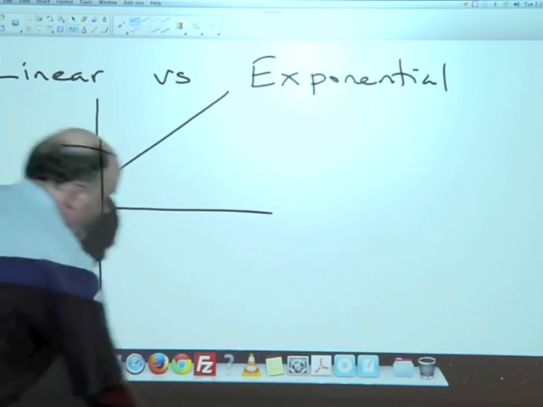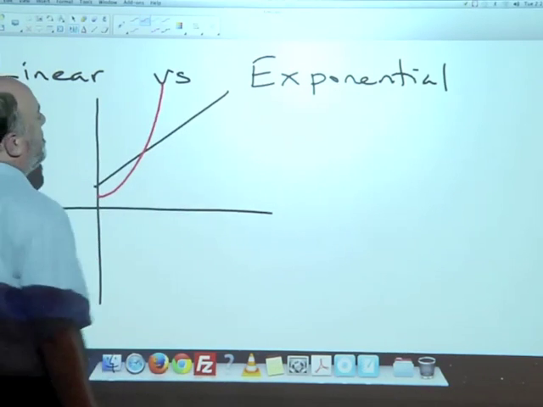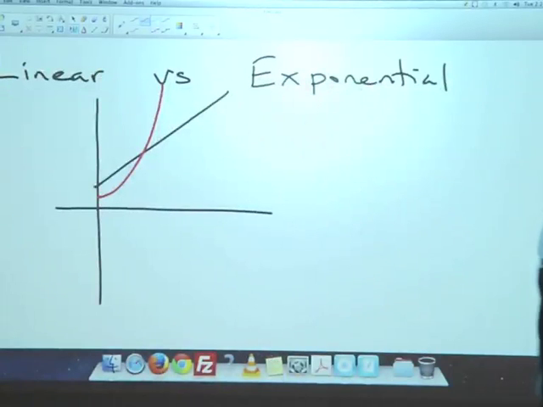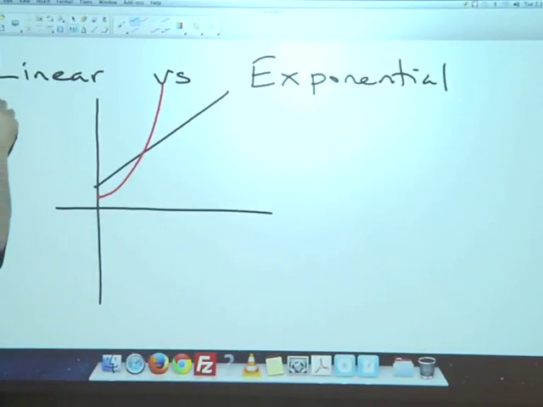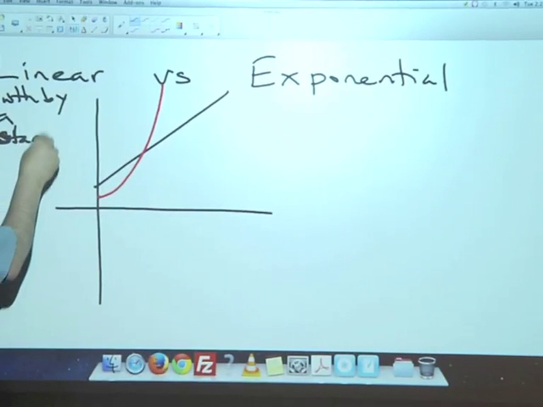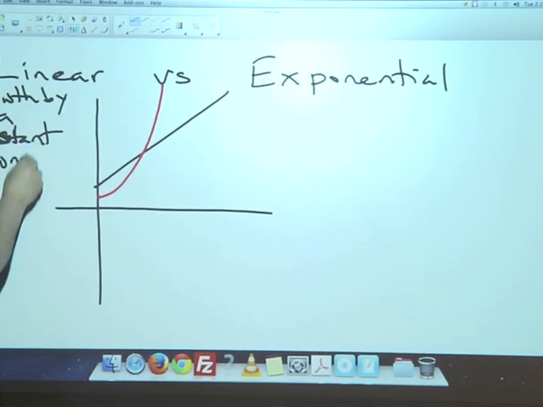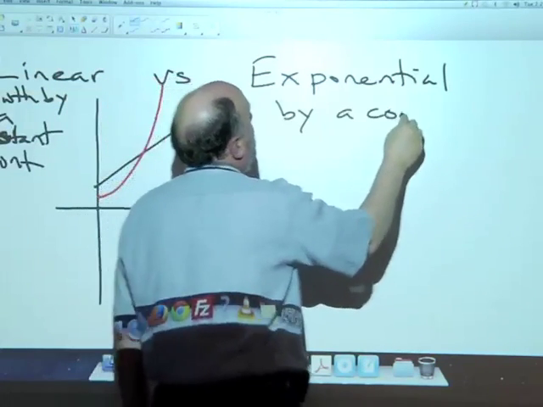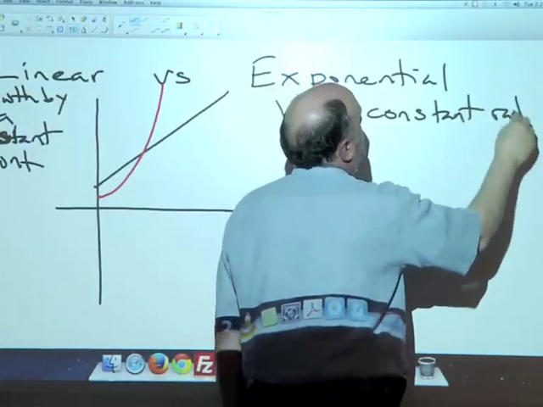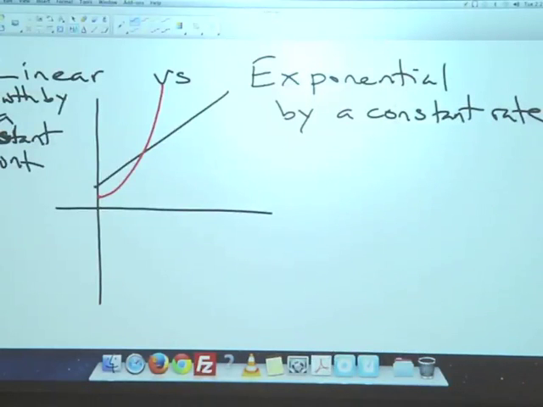Exponential growth would be more of a graph that looks something like this. Linear means you're growing by a constant amount, so it's always the same slope. Exponential is growth by a constant rate. In terms of our population, as the base gets larger, we're adding more and more every time frame. So constant amount, constant rate.